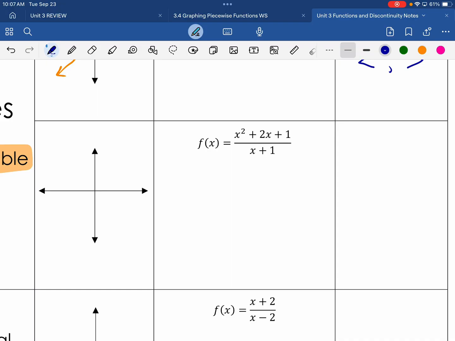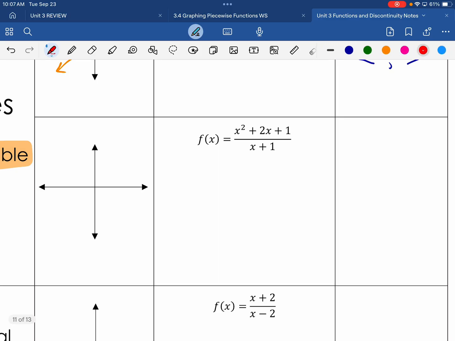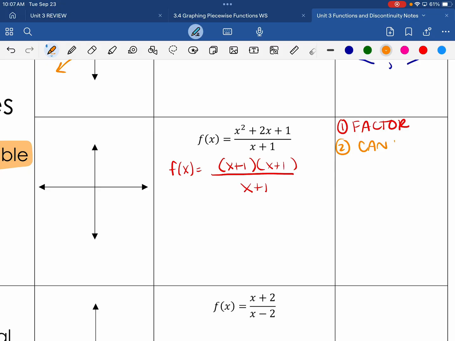Now, hopefully this next one here is a little refresher from last year when you talked about rationals. My first step is going to be to factor. So on the top, what multiplies to give you 1 but adds to give you 2? X plus 1, X plus 1. Yes. All right, so first step, factor. Second step, cancel. What cancels? The x plus 1s. That's where your hole is going to be at. So if you have something that cancels on top and bottom, that is your hole.